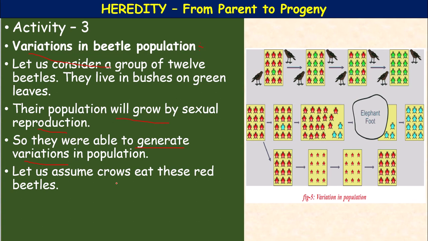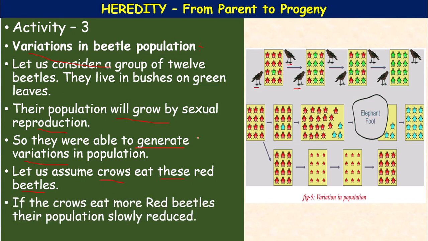Let us assume the crows eat these red beetles. Here some crows are seen, they like eating red beetles. If the crows eat more red beetles, what happened to their population? Slowly reduced. Let us think of different situations. Here 3 situations are given, 1, 2 and 3. Let us discuss in detail.